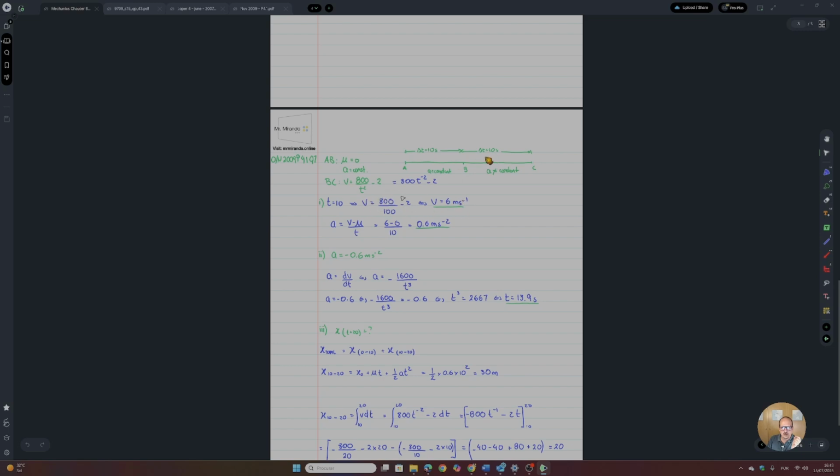You calculated using this one, but this speed is the same as at the end of this segment. It could not just suddenly jump from one value to 6, right? So it was 6 at the end of this journey over here, this segment over here. So you now know the final speed. So the acceleration is 6 minus 0 divided by 10, which is 0.6 meters per second squared.